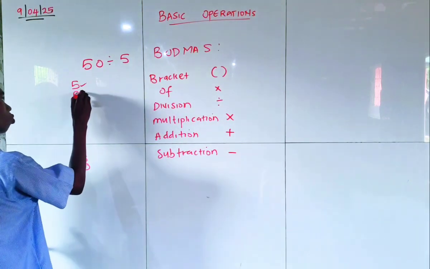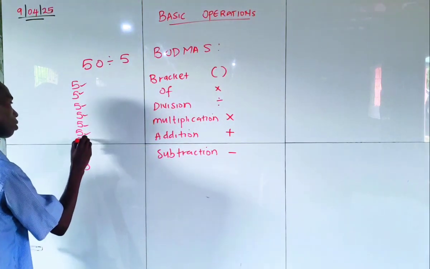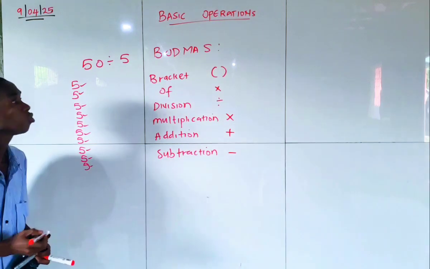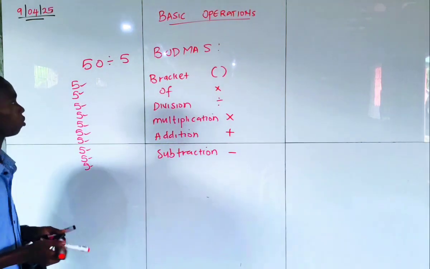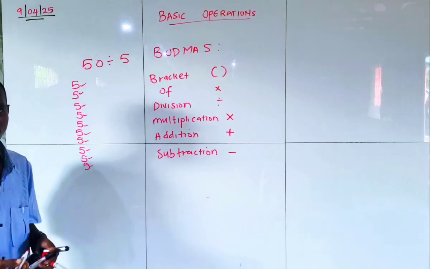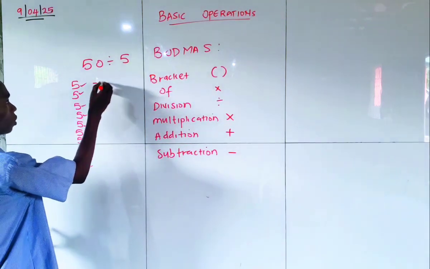Let's count. 1, 2, 3, 4, 5, 6, 7, 8, 9, 10. So we notice that 5 here appears what? 10 times. So 50 divided by 5 will give us what? It will give us 10.